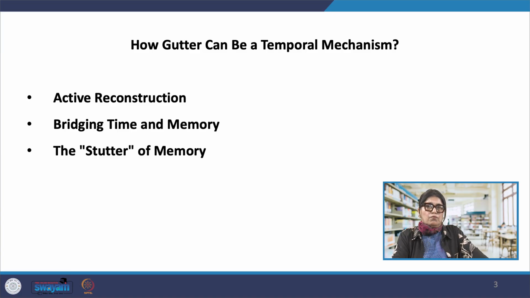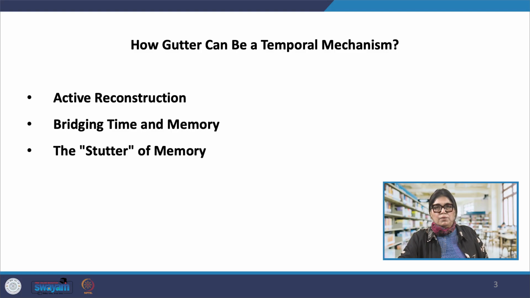Now, let us explore further how the gutter can be a temporal mechanism. Some of the contributing factors include active reconstruction. As theorized by Scott McCloud in Understanding Comics, the gutter enables the reader to take two separate images and, through imagination, create a single narrative idea.